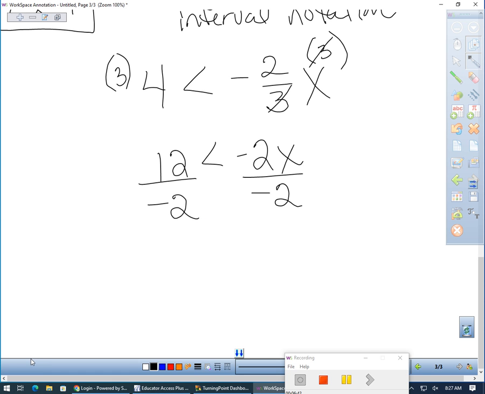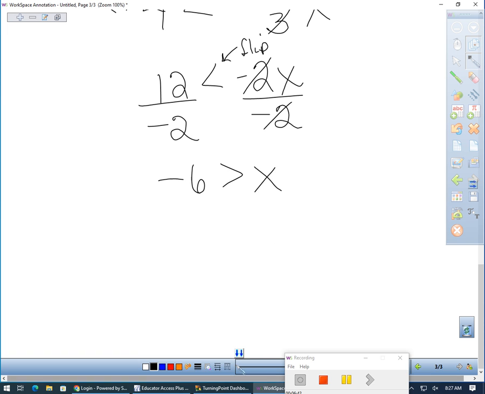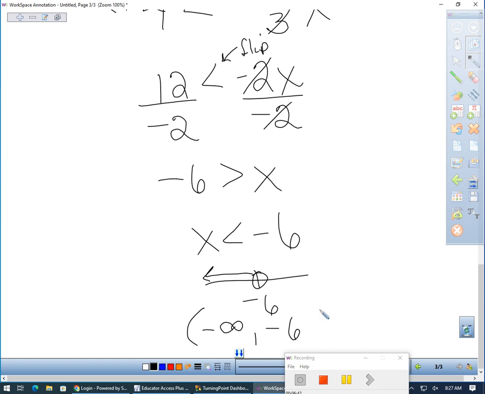When I divide by a negative, what special thing did I say had to happen? Yes, you got to flip the sign. So I have 12 divided by negative 2 is negative 6. Greater than, here my negative 2's cancel, and I have x. Exactly, we got to write it the correct way. Which means I have x is less than negative 6. If I graph that at negative 6, I have an open dot, and it goes to the left. Interval notation would be negative infinity to negative 6 with a parenthesis.